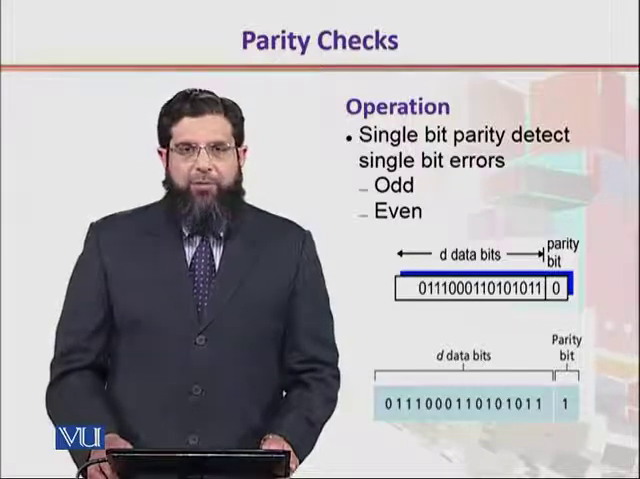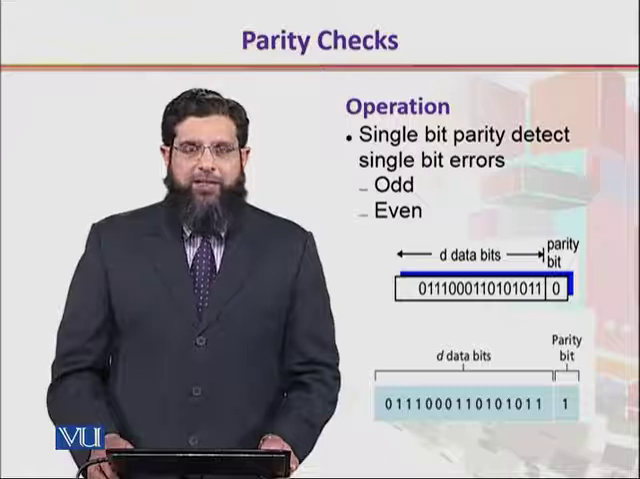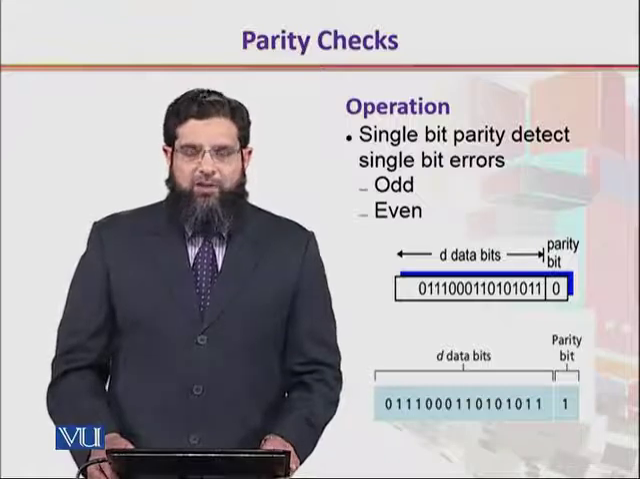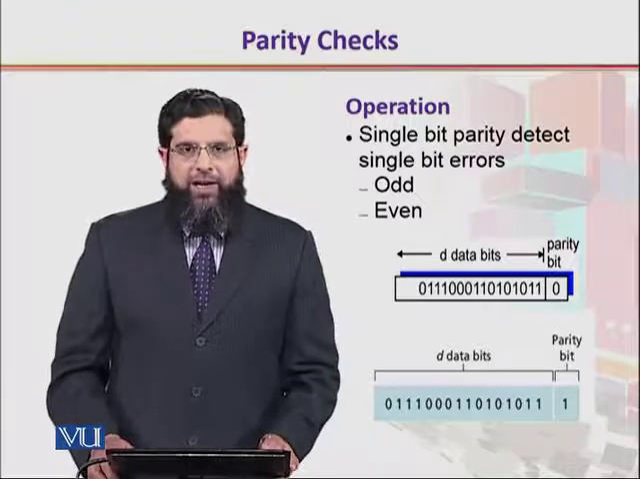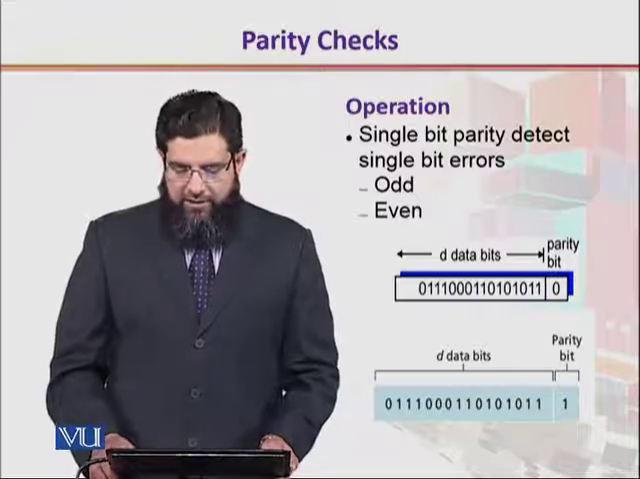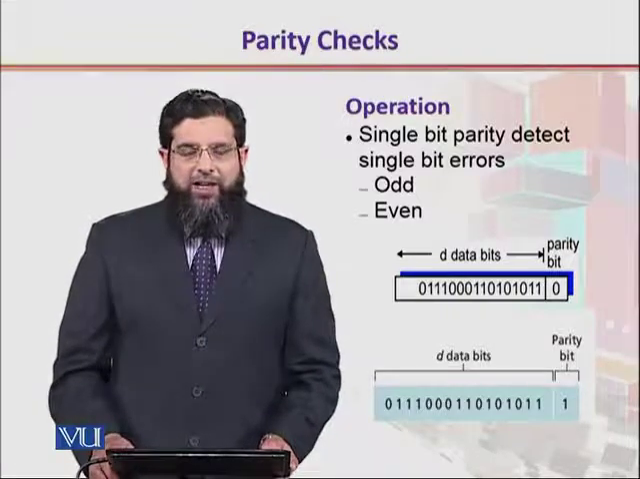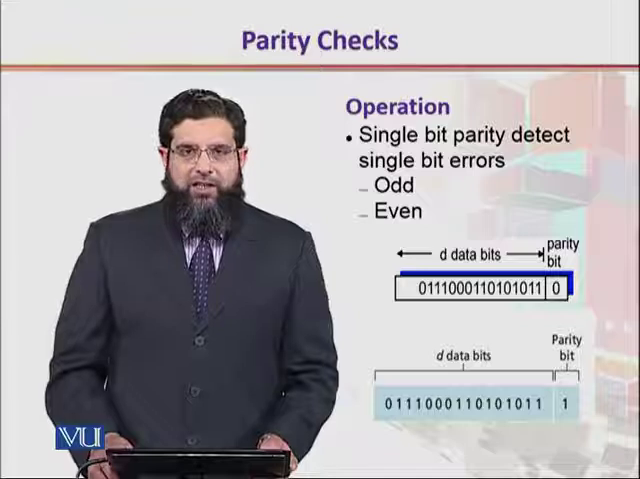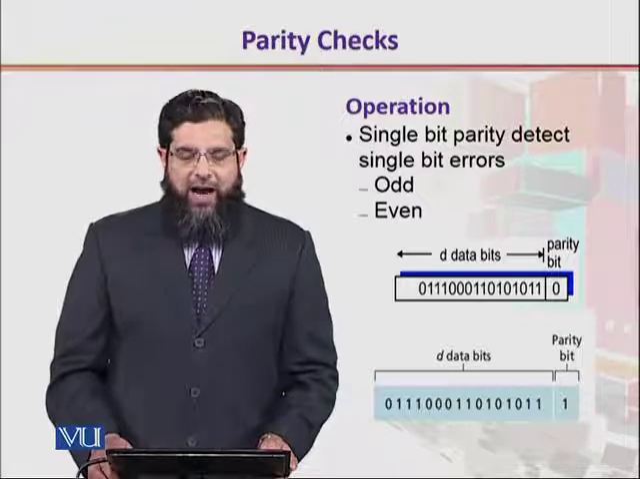Similarly, if even parity scheme is to be implemented by the sender, the total number of ones are to be made even. That is why we see that in the former case, the additional bit or the parity bit added is a 0, and in the latter case, the parity bit added is a 1.